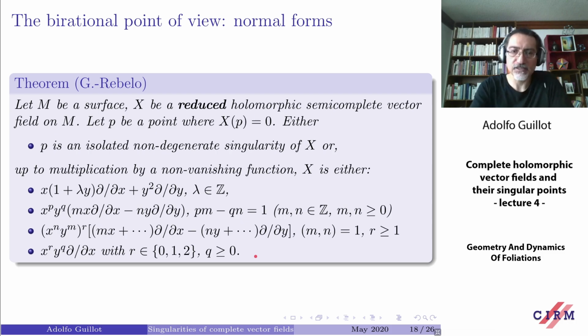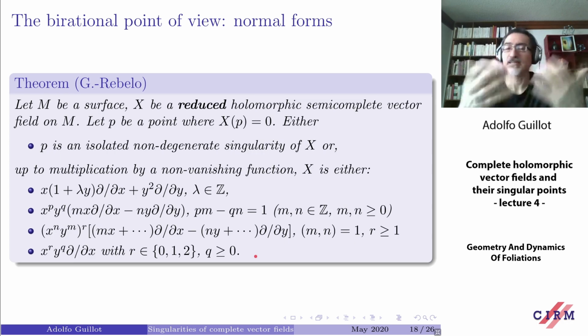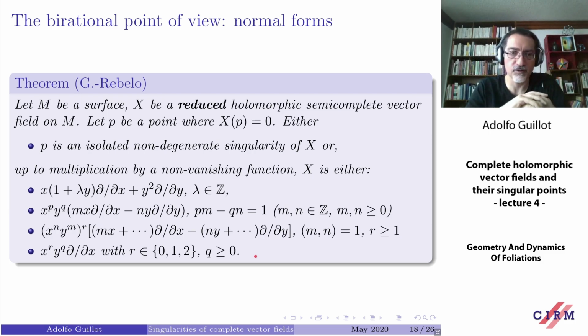So if I have a surface and a reduced holomorphic vector field, and this vector field is semi-complete, of course, I forgot to tell you, but it's true that if I take a zero of a semi-complete vector field and blow it up, then I will find another semi-complete vector field. So it really makes sense to talk about this birational theory of semi-complete vector fields. And we have, as I show you here, a list of normal forms. They are very, very simple. So we have the following possibilities for the vector field.